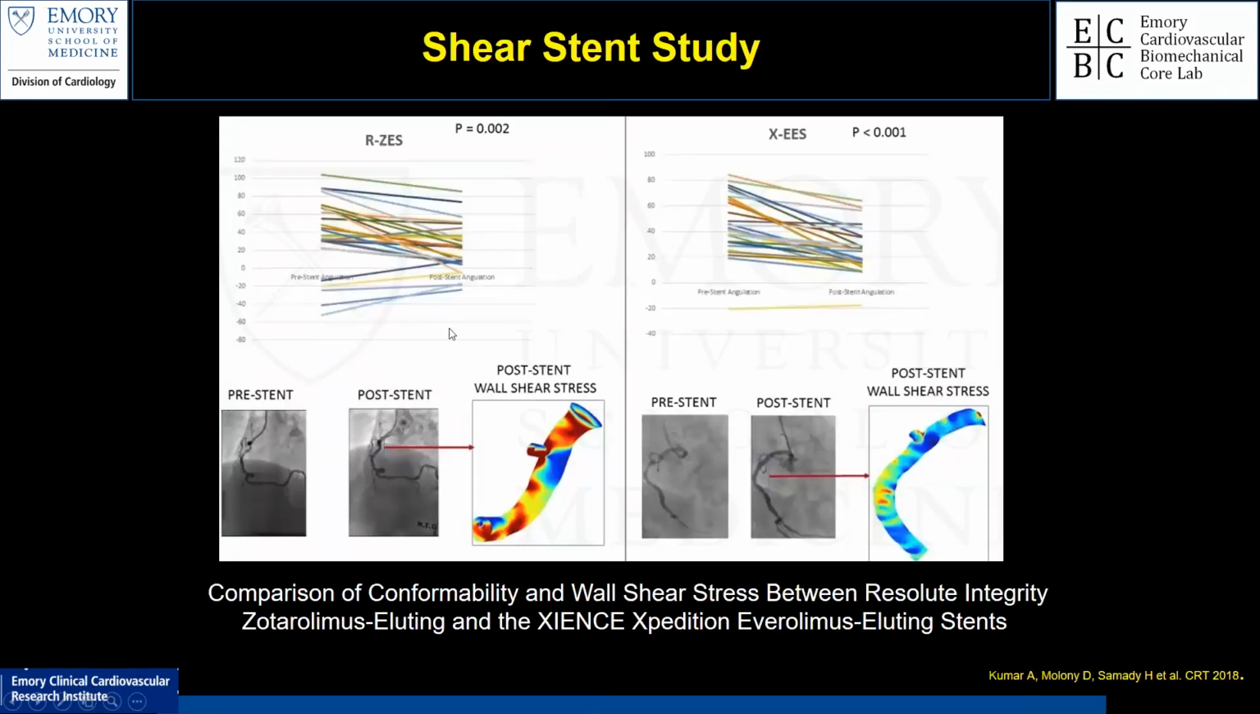We are also currently enrolling patients to compare the conformability and shear stress between two stents, Resolute and Xience, in an effort to see which one of them has a more favorable impact on coronary vascular hemodynamics after stent implantation.